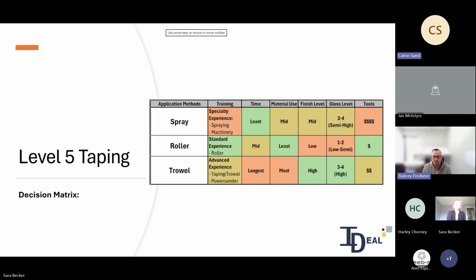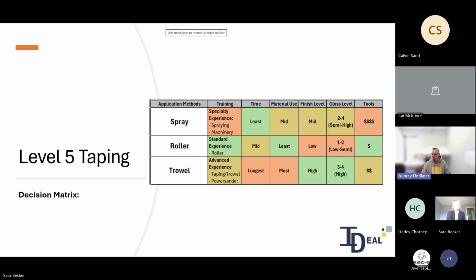So you can see with the spray, you had to have somebody that knew how to operate the machine. It was really quick, didn't use that much material. The finish was good, it wasn't the best. And as far as expense, the machine on its own is about a $10,000 machine, so it was pretty expensive to do it that way.